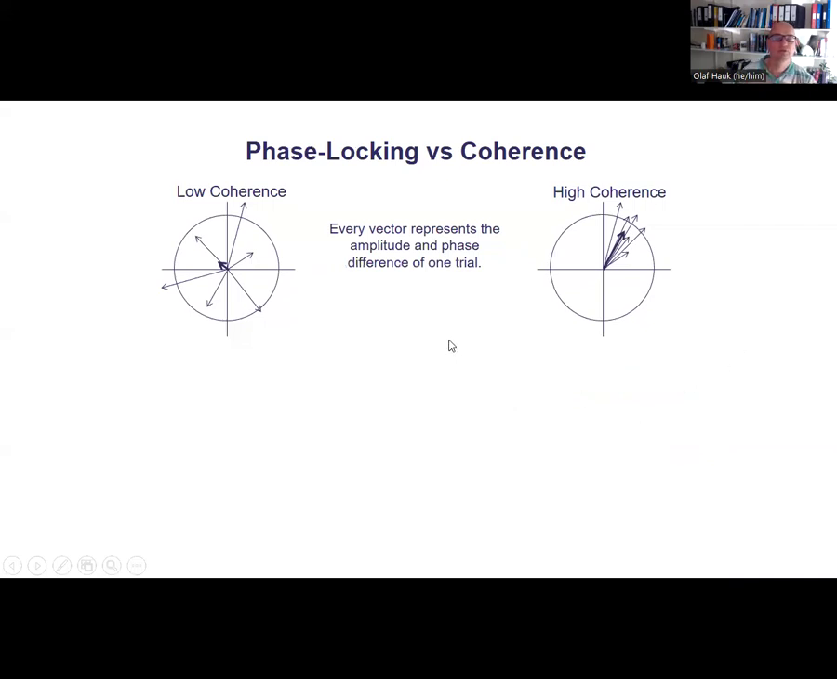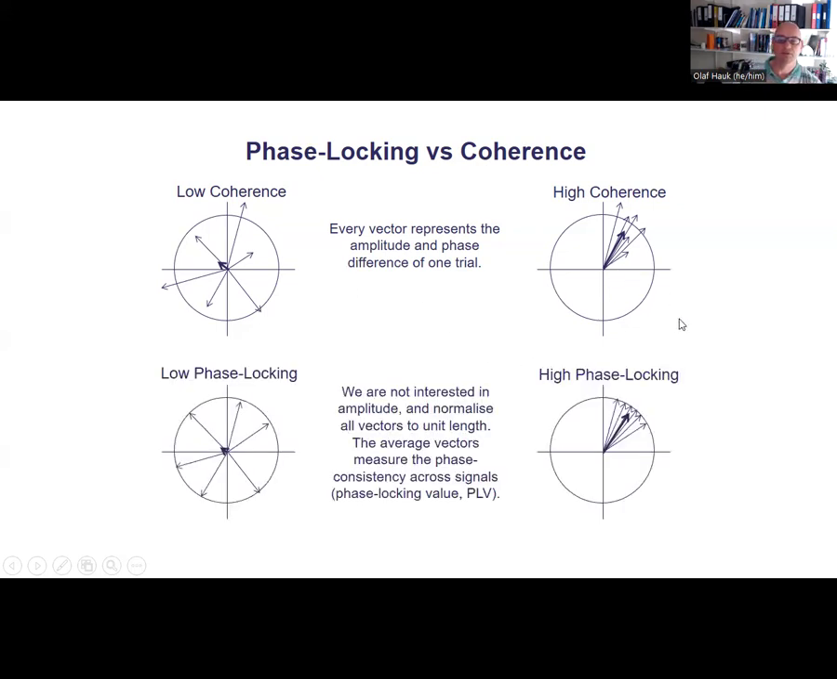Just to illustrate the difference between phase locking and coherence. I've just talked about coherence. This is what we do: we use these vectors in the polar representation, we include amplitude and phase, and check whether it's different from 0. And for phase locking, we normalize these vectors. Apart from that, it's a similar logic.